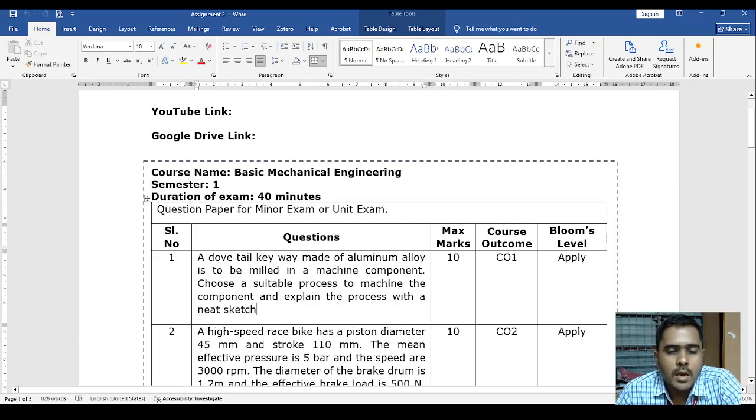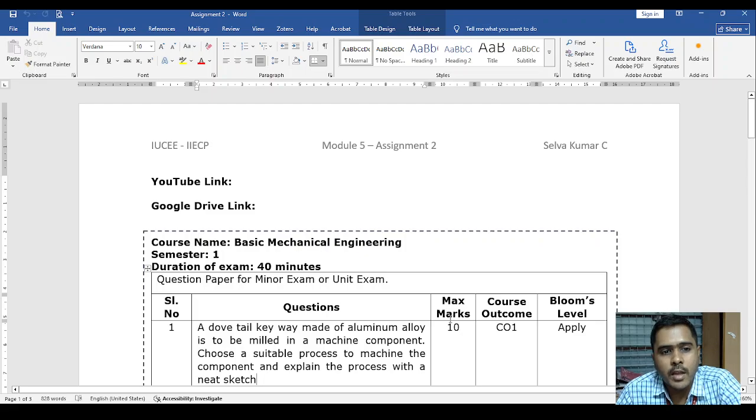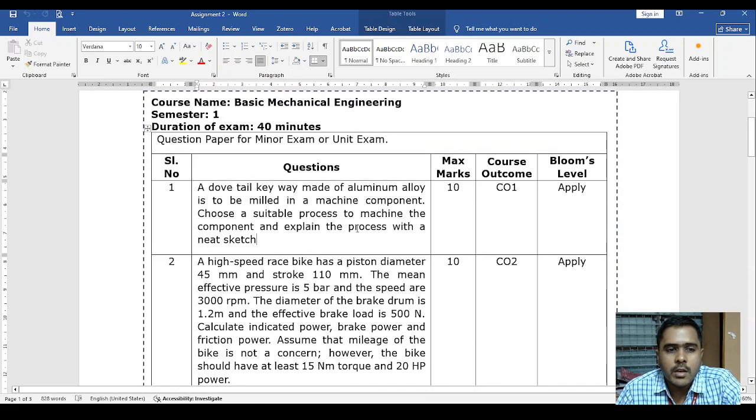This is my assignment on module 5, assignment 2, and here I have selected this basic mechanical engineering course, which I have earlier considered for my assignment 1, and the questions were already framed here, and I have included the course outcome for each of these questions, and I have also indicated Bloom's level.